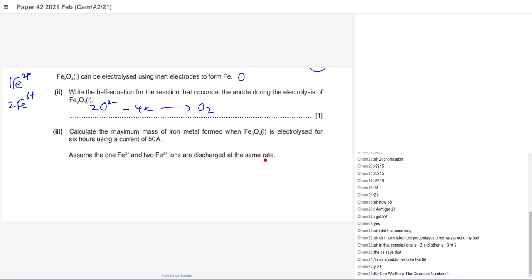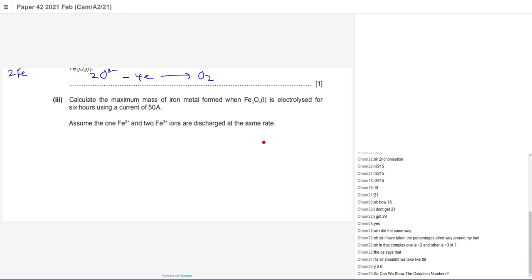Calculate the maximum mass of iron metal formed when Fe3O4 is electrolyzed for 6 hours using a current of 50 amperes. We need to first of all work out the charge which we send, because as per Faraday's first law of electrolysis, the amount of solid deposited during electrolysis is proportional to the quantity of electrical charge. That's Faraday's first law of electrolysis.